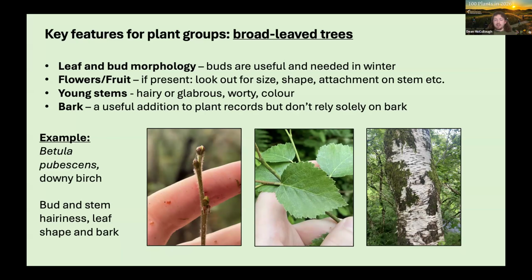So here's a tree that you've definitely come across. It's Betula pubescens, which is the downy birch. Very, very common and widespread.